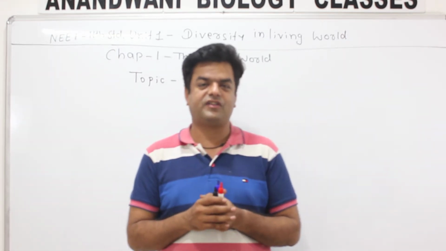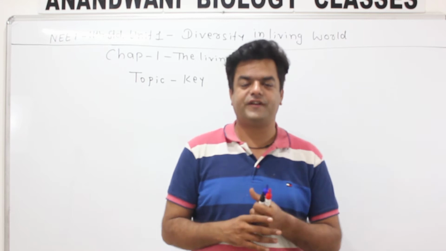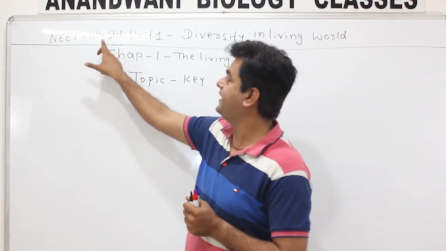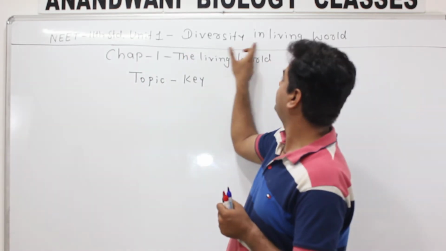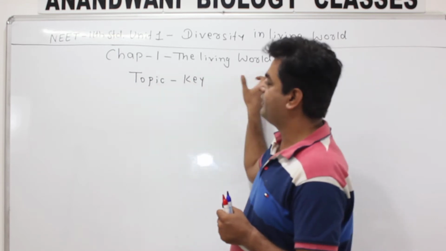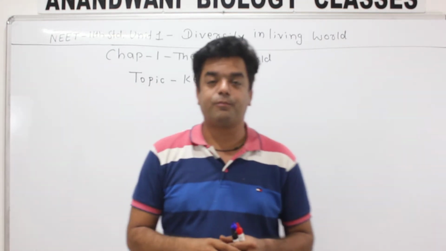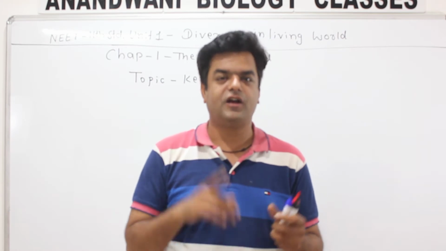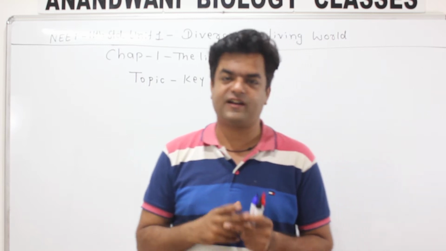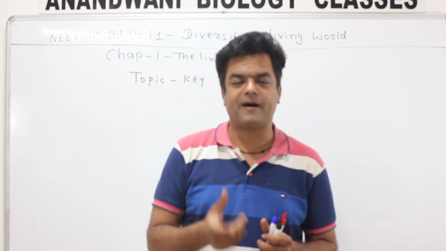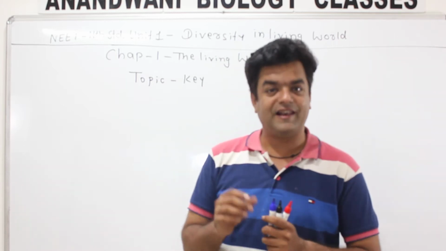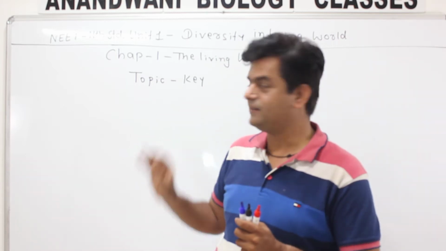As you know, we have started one complete series of teaching NEET online, and this is NEET 11th standard Unit 1, Diversity in Living World. The first chapter of this unit is The Living World. In this unit I have uploaded several videos related to what is living, binomial nomenclature, botanical garden, zoological park, herbarium, museum, etc. And today I am going to put the last video of this chapter, that is key.